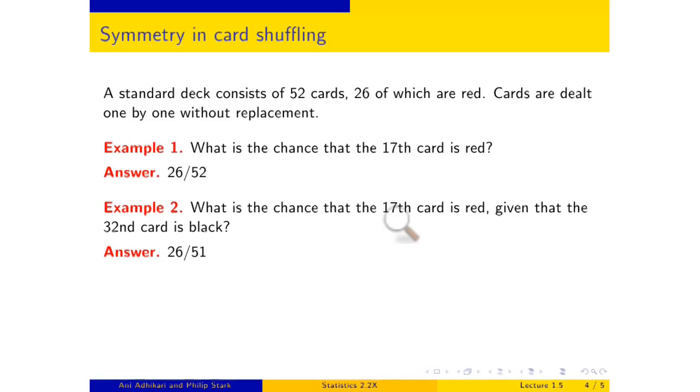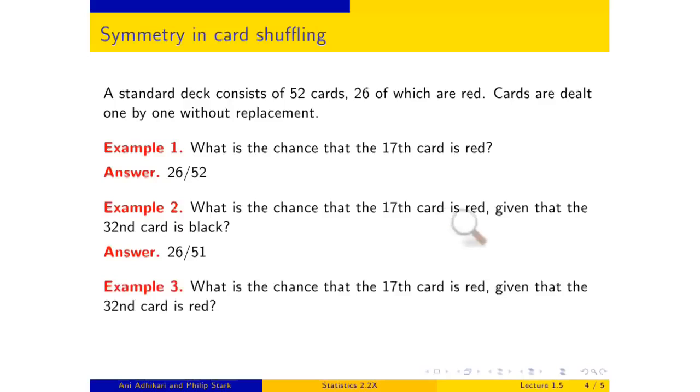Had I changed the question, had I said what is the chance that the 17th card is red given that the 32nd card is red, then the answer would have been almost the same. I would still have only 51 cards that can occupy this position because I have used up one card in position 32 and I know that it's one of the red cards. So I have 51 cards that can go here, of which 25 are red because I have used up a red card in position 32. And so my answer is 25 in 51.